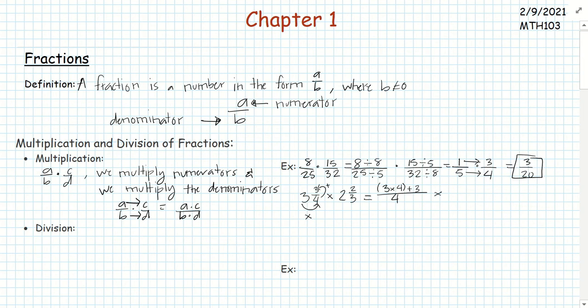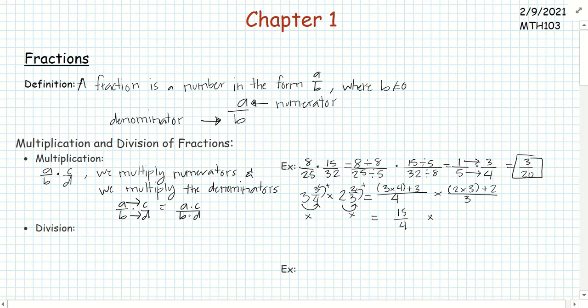Now the same thing is going to happen with the other one. We bring down the multiplication because we're multiplying both. Now 2 times 3 and then plus 2 over 3. Notice how I'm keeping the same denominator, right? Now 3 times 4 is 12, plus 3 is going to give me 15, so 15 over 4, times 2 times 3 is 6, plus 2 is going to give me 8 over 3.